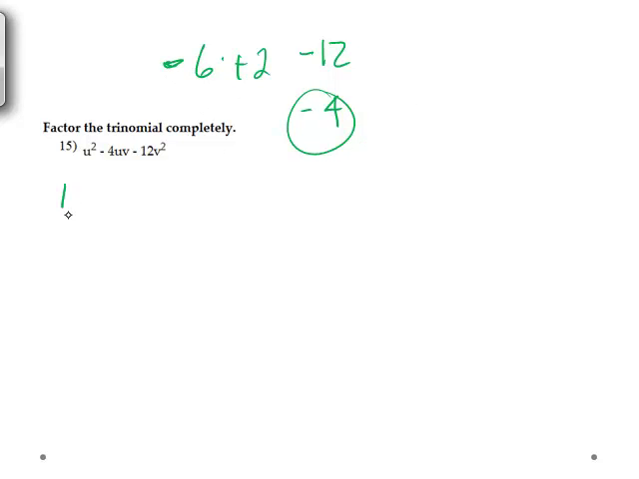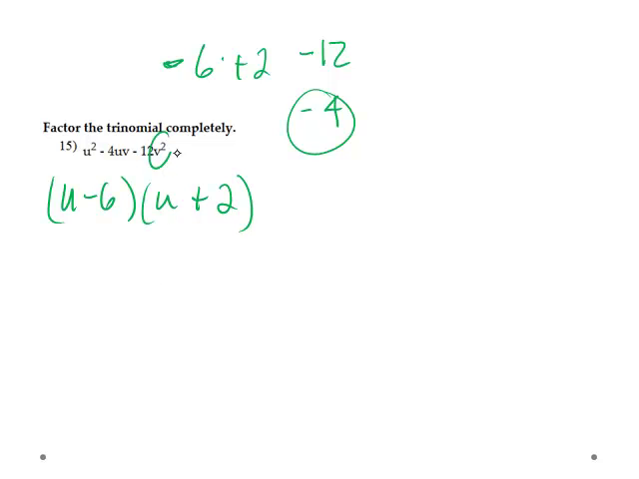This one looks like we can factor, let's see, how should we do this? What two numbers multiplied equal negative 12 and added equal negative 4? Well, 6 times negative 2 is negative 12, but that's not negative 4, that's positive 4. So it's going to be negative 6 times positive 2. So it'll be u minus 6, u plus 2.